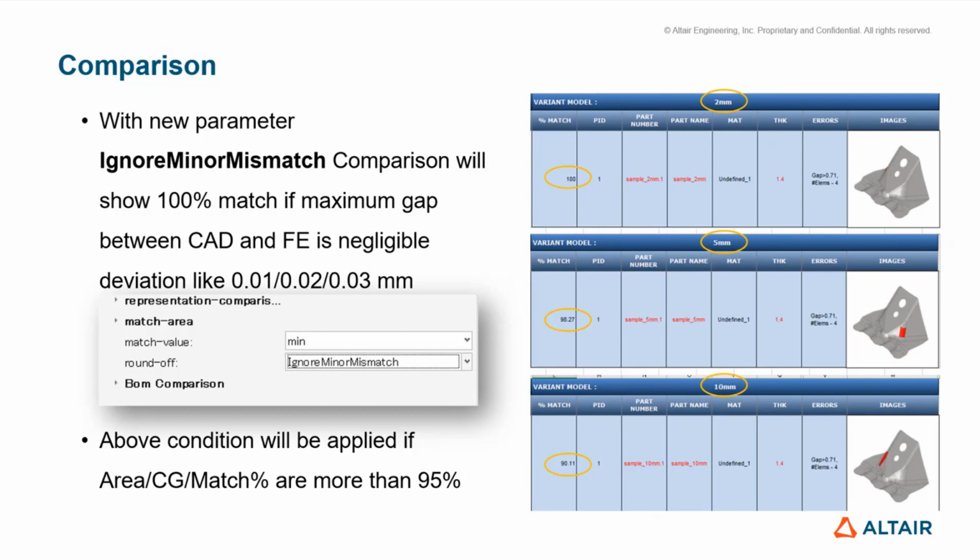But a 10 millimeter mesh is too difficult to control because it's too coarse and we are not able to get 100% for this. So there is still a limitation, but we are able to get 100% match for less than 5 millimeter mesh.